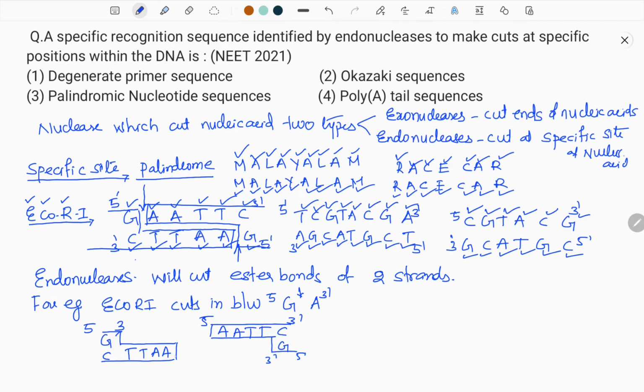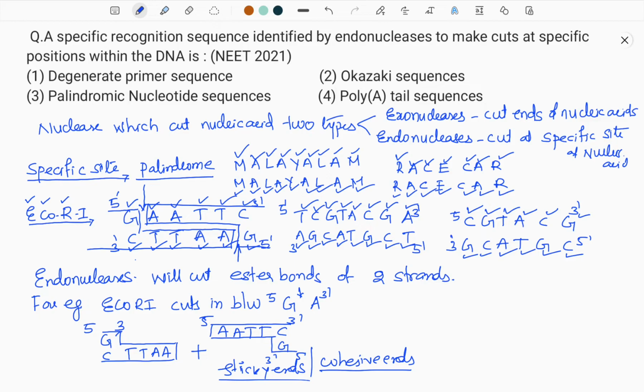So these ends readily unite again. When you keep them together, they readily unite with each other, so they are called sticky ends, or cohesive ends also. With the help of the sticky ends, we can make a recombinant DNA, or a hybrid DNA, or a chimeric DNA, with the help of DNA ligase.